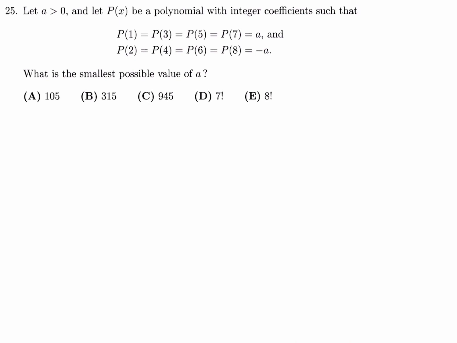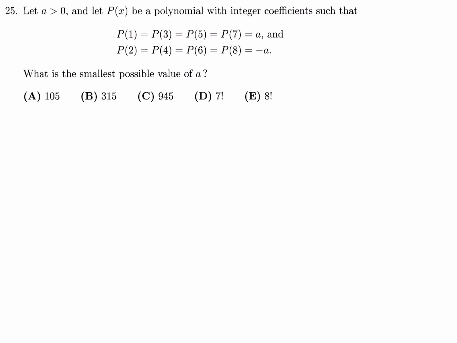Let a be greater than 0. Let p(x) be a polynomial with integer coefficients such that p(1) = p(3) = p(5) = p(7) = a, and p(2) = p(4) = p(6) = p(8) = -a. What is the smallest possible value for a? Okay, where do we go from here?